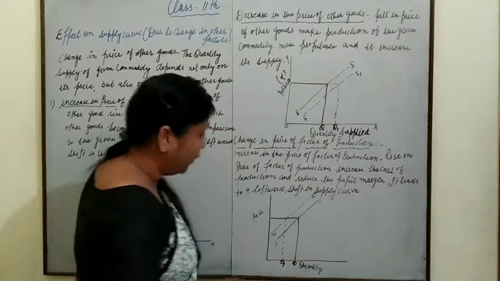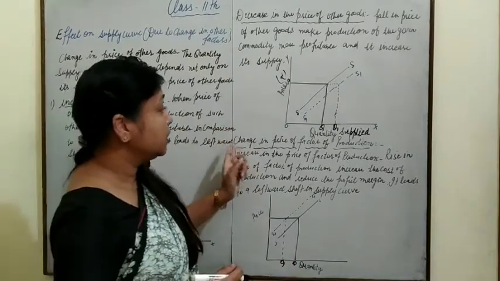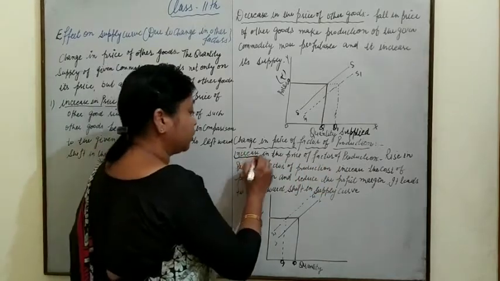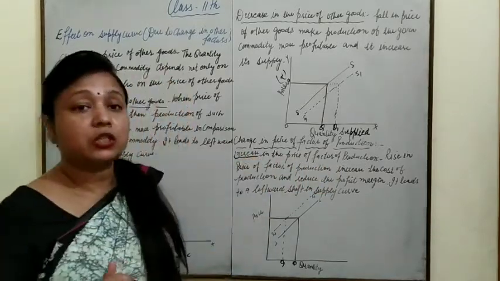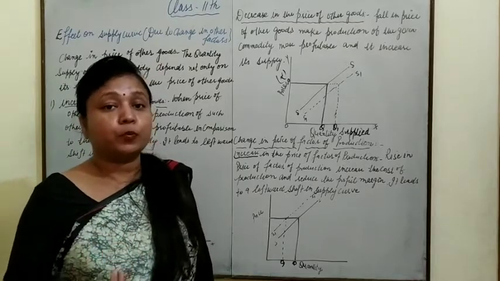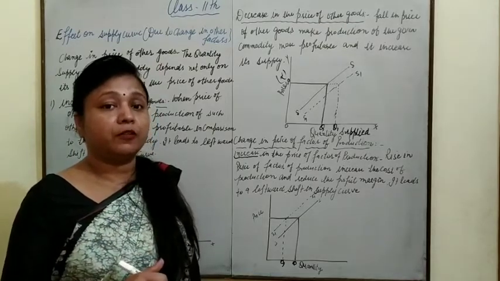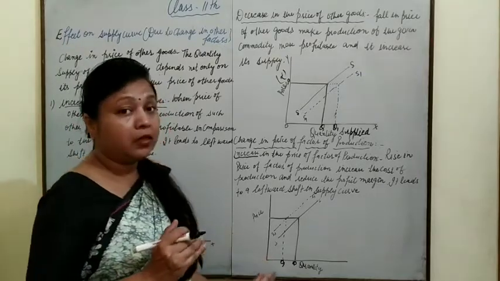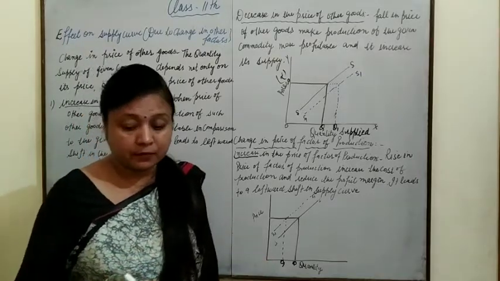So when there is an increase in the price of factor of production, then the cost of production is increased, the profit margin will be less, so we have to supply less quantity at a given price.